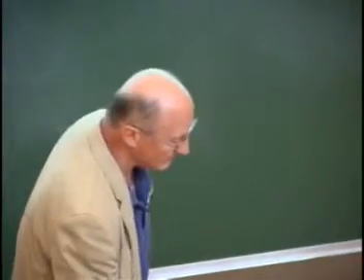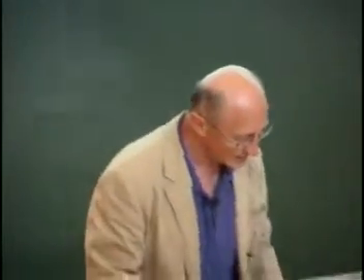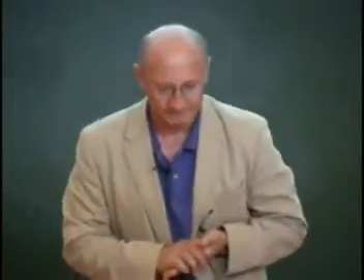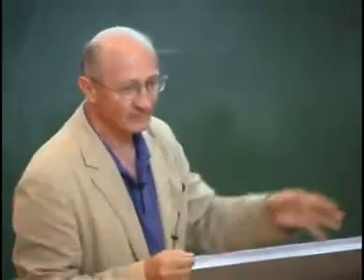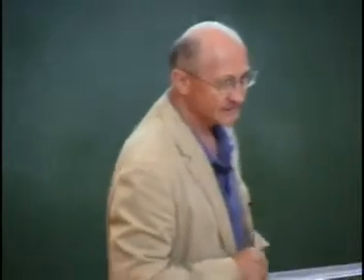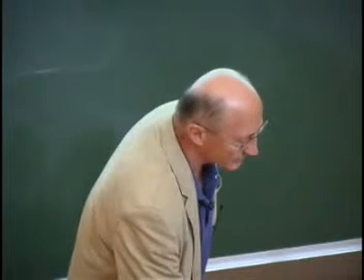But still, Laplace has some theoretical problems. It assumes that all classes a priori are equally likely, which usually is not the case. And the degree of pruning will depend on the number of classes if you use this formula in this way. So a better formula is this M estimate. The format of this formula is a little different, I think, in your notes. In the meantime, I found a nicer format for this formula. But anyway, this is a little more sophisticated.